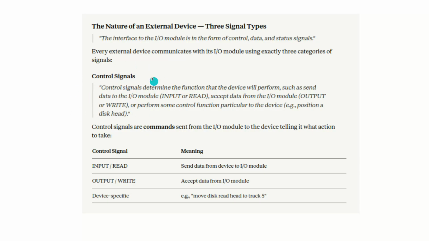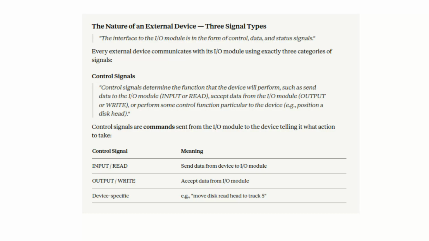First we have to understand about the control signals. The control signals determine the function that the device will perform. So it is about what the device will actually do, such as if the device has to send data to the I/O module, or accept data from the I/O module, or perform some other control function particular to the device, for example positioning a disk and all. Whatever it has to perform, the control signals contain the commands which are sent from the I/O module to the device, telling it what action it has to perform. So it will tell the device what it has to do.